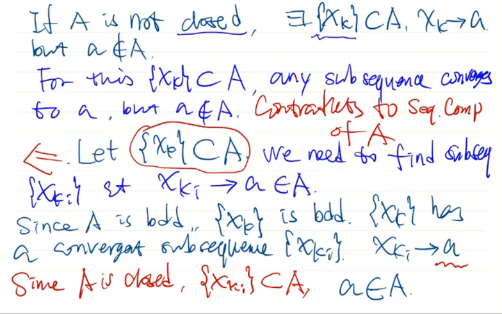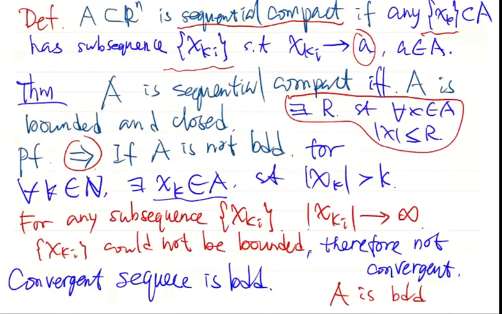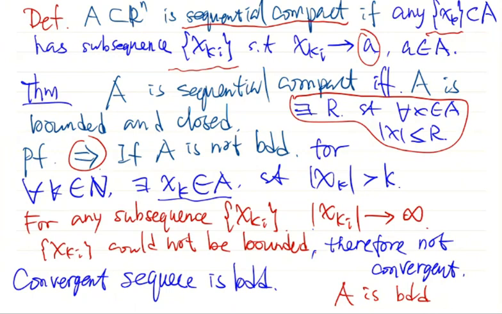So this altogether means that for any sequence in A, we can find a convergent subsequence x_{k_i} whose limit small a belongs to our set capital A. So this means that the set A is sequentially compact. Okay, so this proves this theorem. So to verify whether a set is sequentially compact, we only need to prove that the set is bounded and closed, according to this theorem.